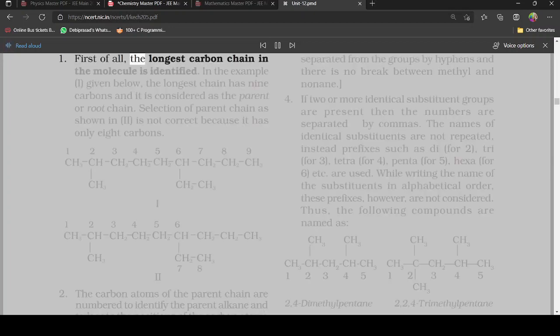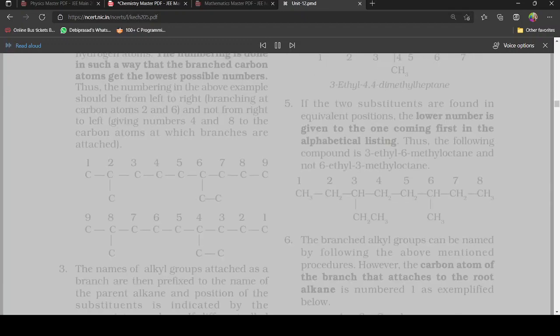1. First of all, the longest carbon chain in the molecule is identified. In the example 1, given below, the longest chain has 9 carbons and it is considered as the parent or root chain. Selection of parent chain as shown in 2 is not correct because it has only 8 carbons.